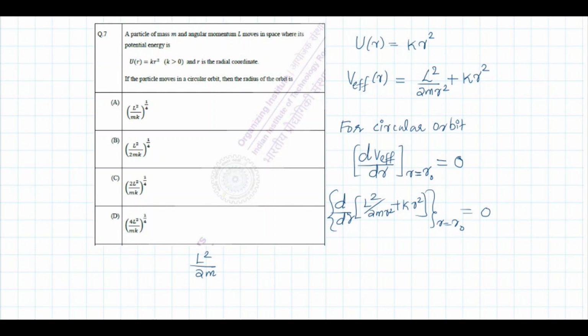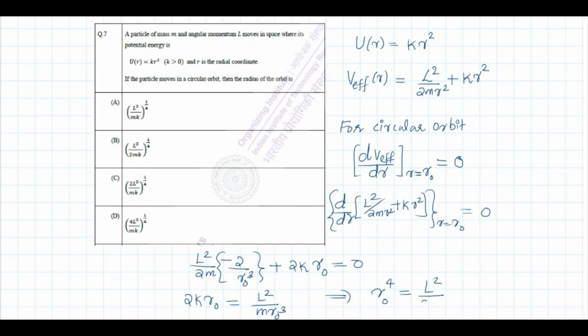1 by r square derivative is minus 2 by r cube. By putting r equal to r naught, you will get minus 2 by r0 cube. The second term is 2k r0, equal to 0. This negative term you can take to the right hand side. So 2k r0 is equal to L square by m r0 cube. That implies r0 raised to 4 equals L square by 2mk, and r0 is L square by 2mk whole raised to 1 by 4.